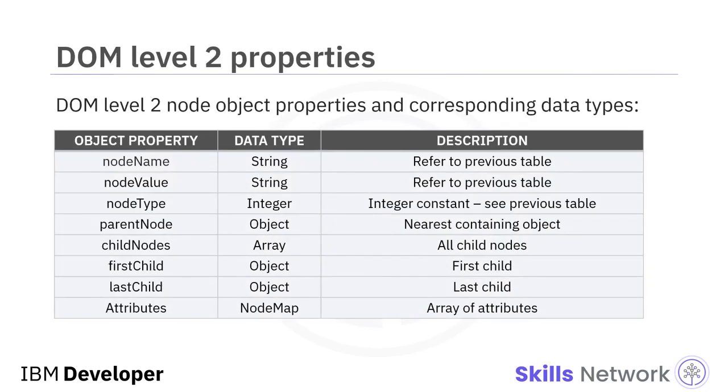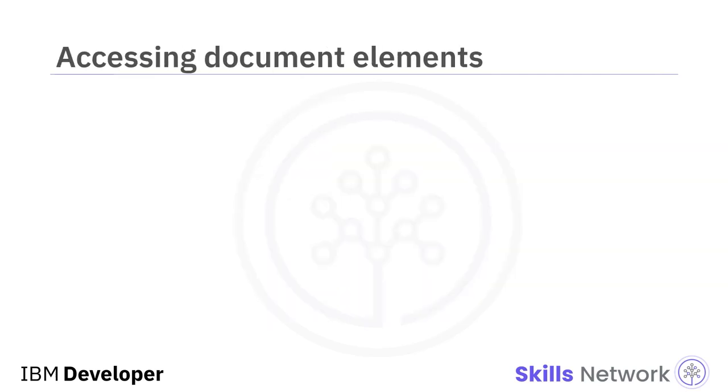The table lists some of the DOM Level 2 node object properties and corresponding data types. You see these properties when you view a DOM tree for an HTML page in a browser's developer tools like Chrome's DevTools. So how do you access the elements on an HTML page with the DOM API?